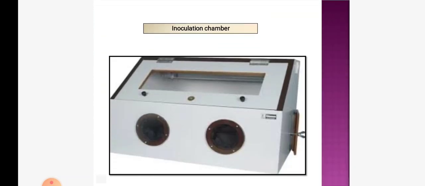Let us see this figure. It is an inoculation chamber with UV light and airflow system.